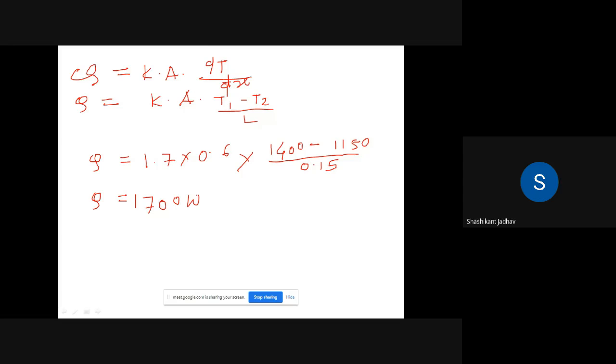Q is equal to K into A into dt by dx. If you take the negative sign here, minus K into A into dt by dx, at that time dt is nothing but T2 minus T1. And if we have taken the positive sign, as I have taken now, then dt is nothing but T1 minus T2. So the thermal conductivity is given 1.7, area we have calculated 0.6, T1 is given 1400, T2 is 1150, and thickness is 0.15. From that we get the value of heat loss, that is 1700 watt. Okay, reply to me. Did all of you get the answer?